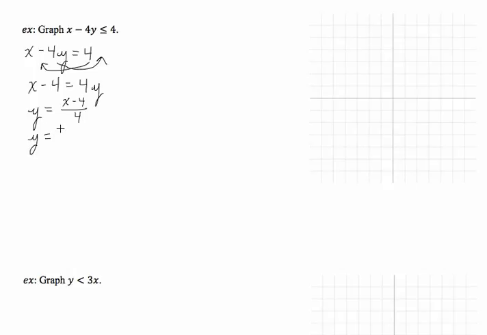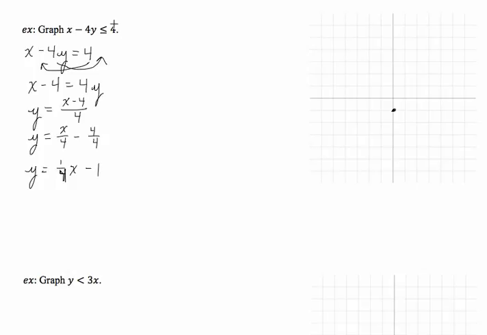This would be y equals x over 4 minus 4 over 4 if we split it into two fractions. In slope-intercept form, that would look like 1/4 x minus 1. So this means it has a y-intercept of -1 and a slope of 1/4. Now this inequality has an equal to sign. It says where is x minus 4y less than or equal to 4.